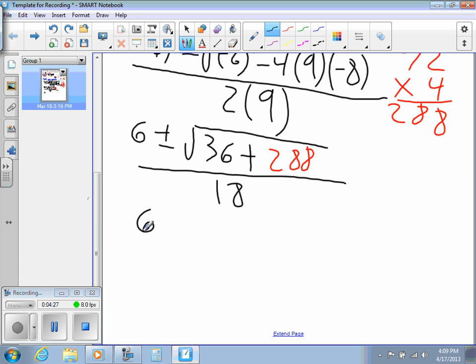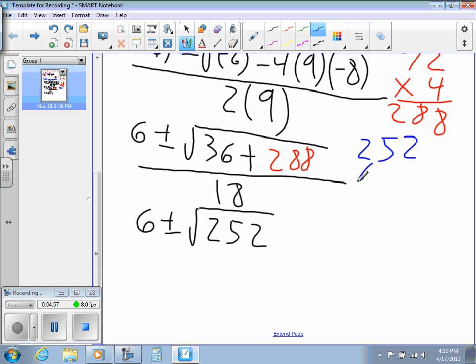Okay, so 6 plus or minus the square root of 288 minus 36. That's going to give me 252, and I need to find the square root of 252. Gee, how can I do that? How about if I factor? Well, let's take that 252.